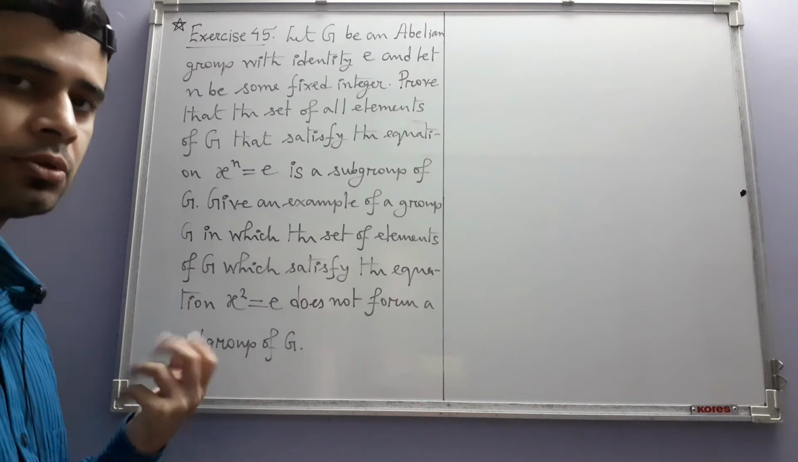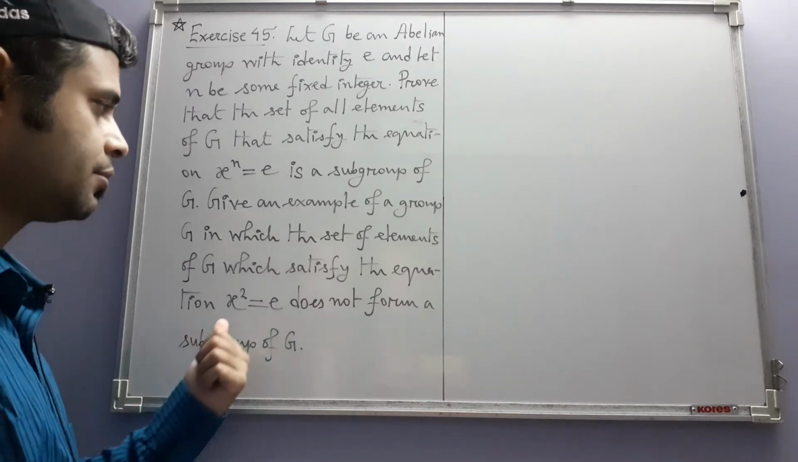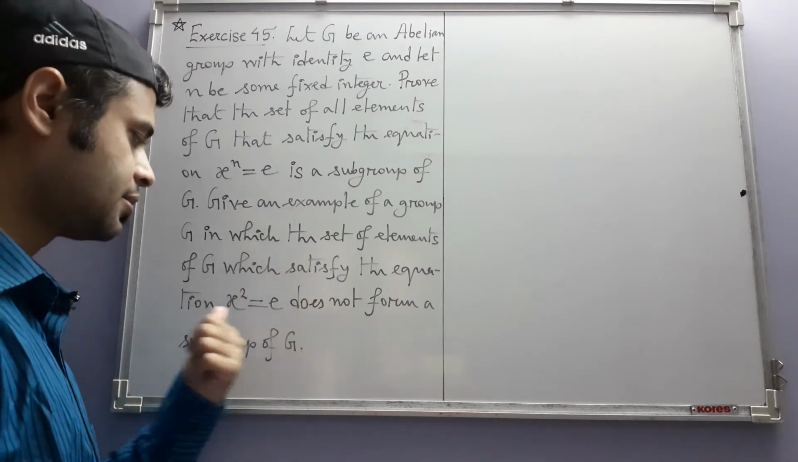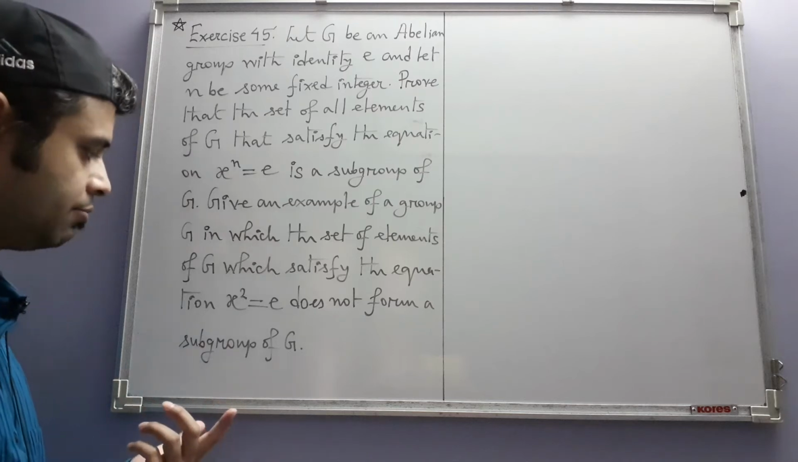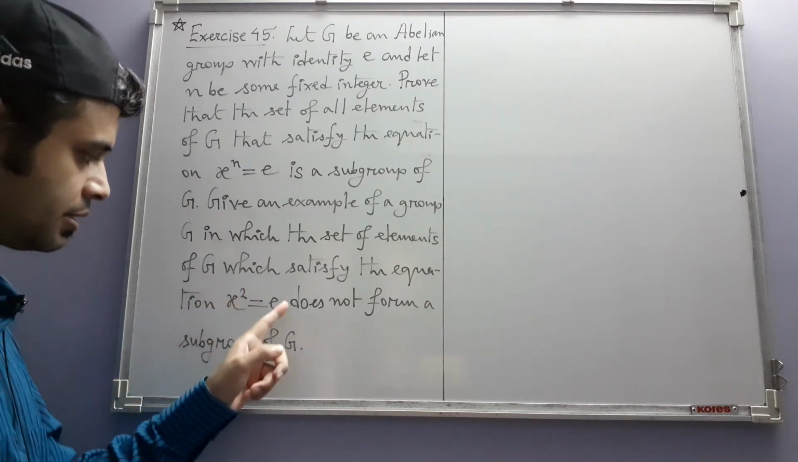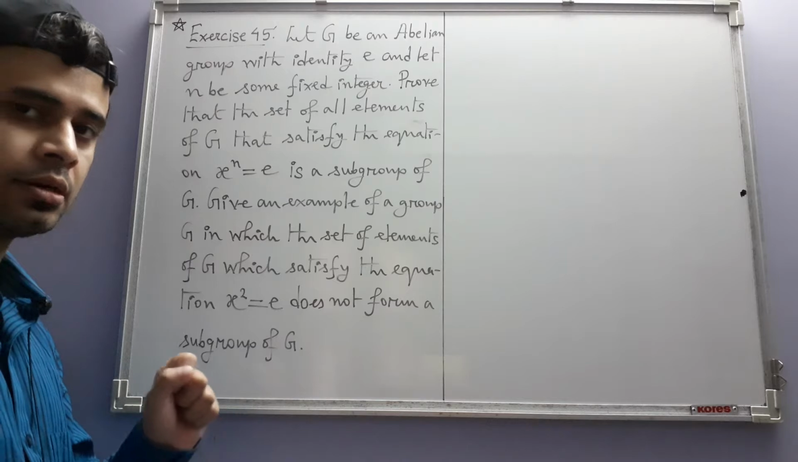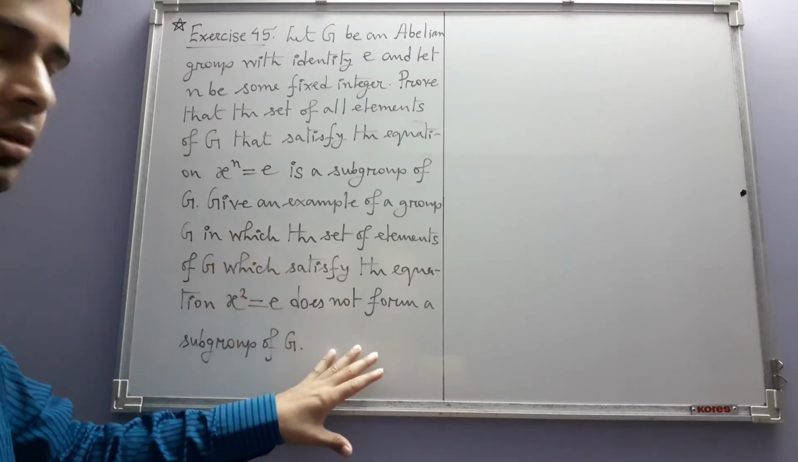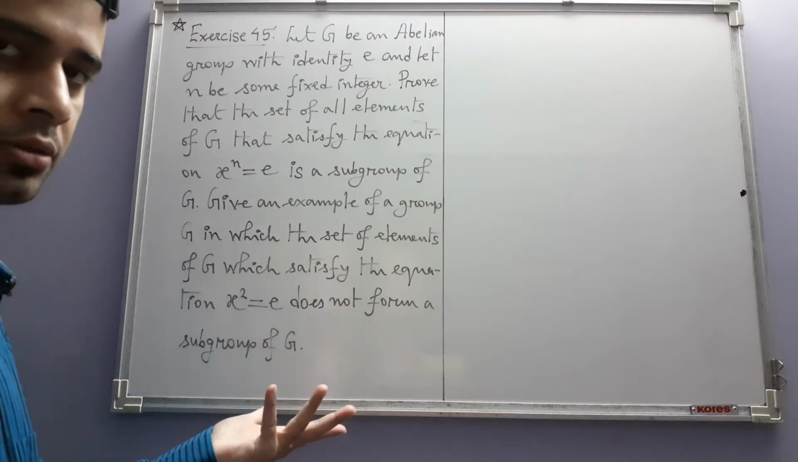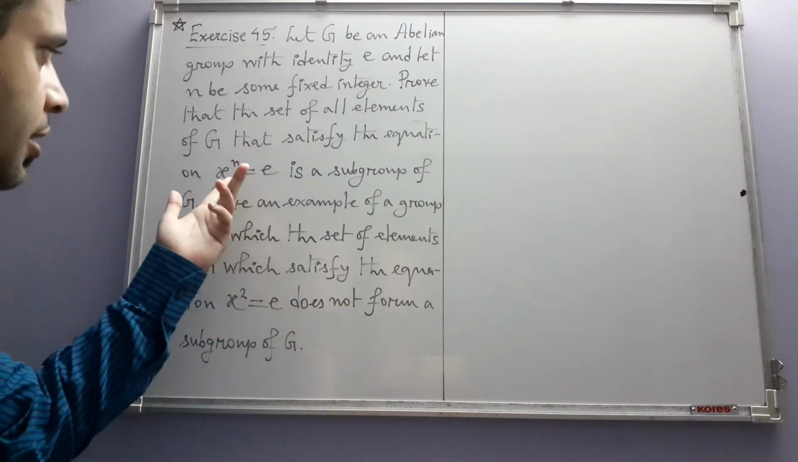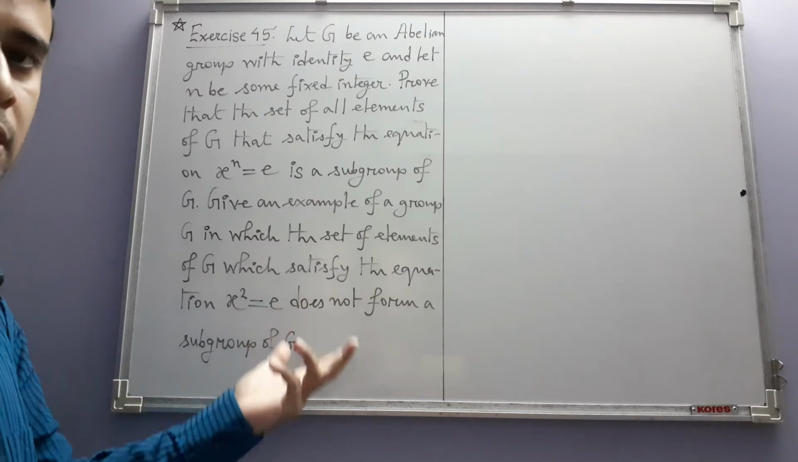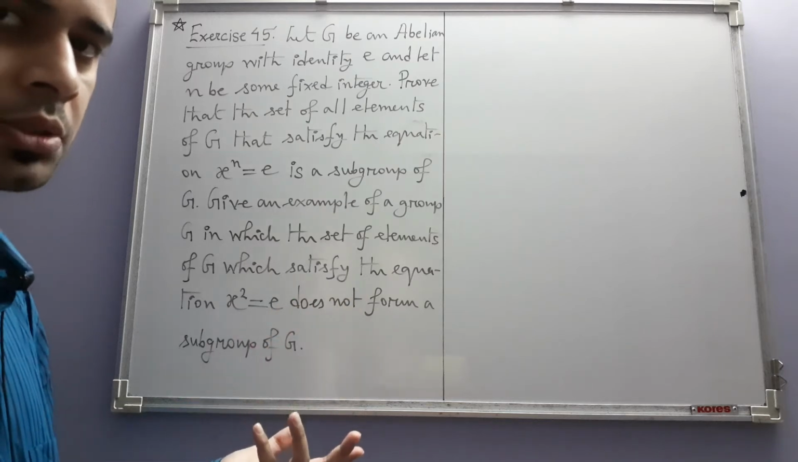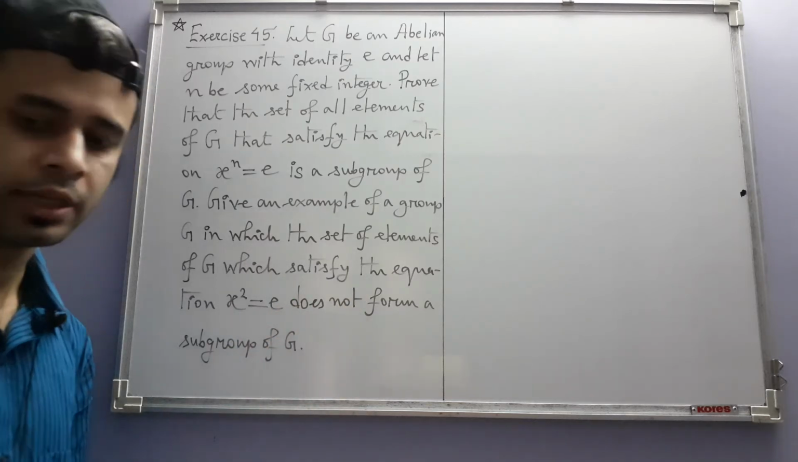We have to first prove that, and then we have to give an example of a group in which the set of elements that satisfy this equation does not form a subgroup. So naturally the example must be of a non-abelian group, because in the abelian case the concerned subset always forms a subgroup. So let's first show that.